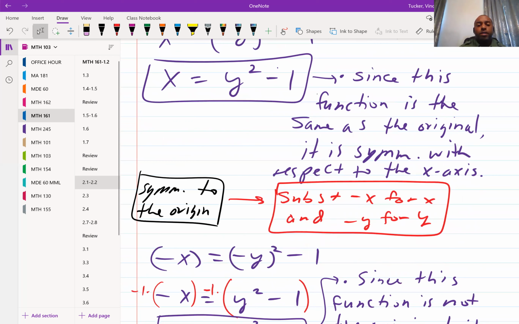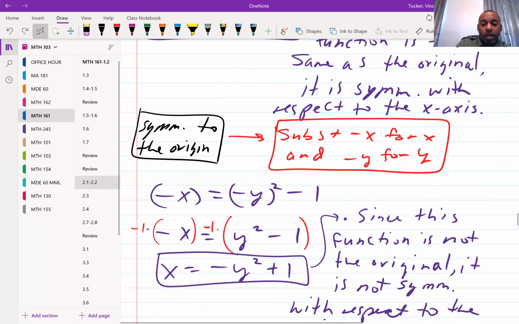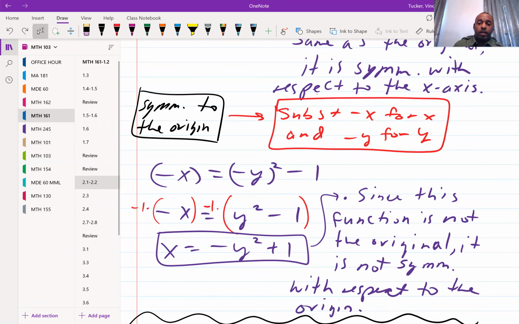So negative x and then negative y squared. We already mentioned how the negative y squared will turn into positive y squared. Negative y times negative y will be positive y squared. Then once again, I want to get that negative off of x so I can make a clean comparison to what I had originally. So I multiply both sides by negative 1. x is equal to negative y squared plus 1. And once again, since this function is not the original, it's not symmetric with respect to the origin.